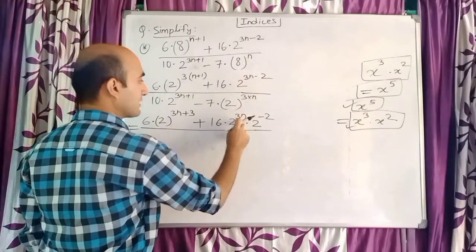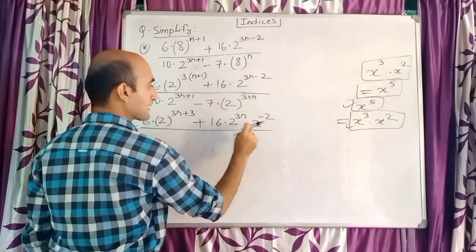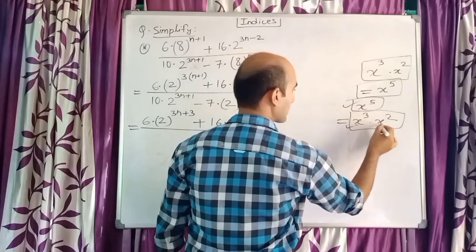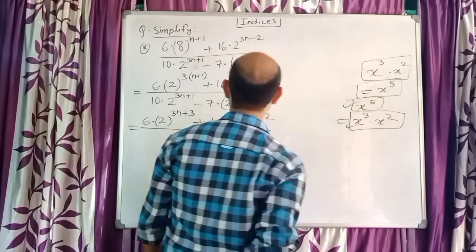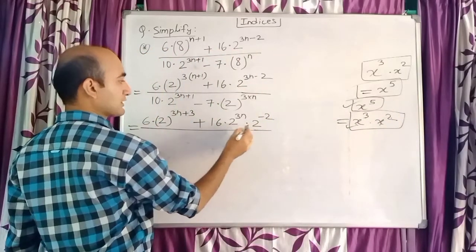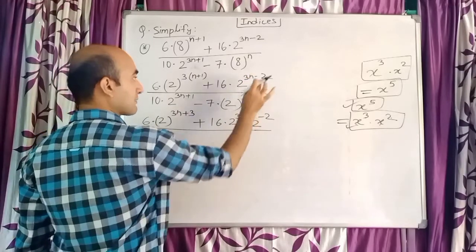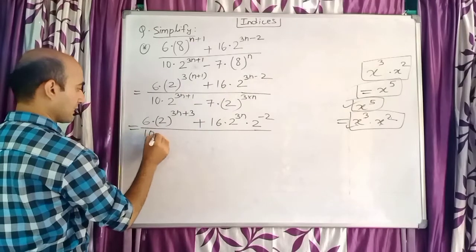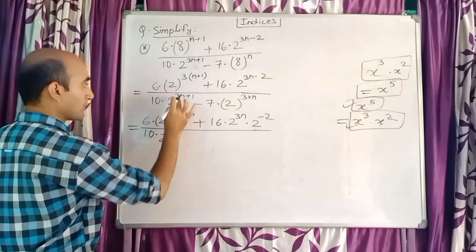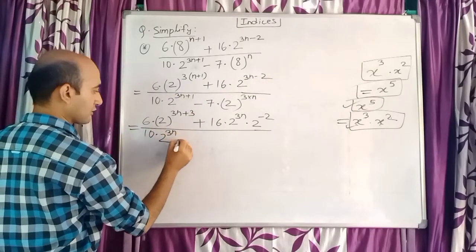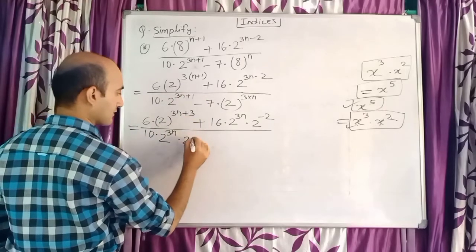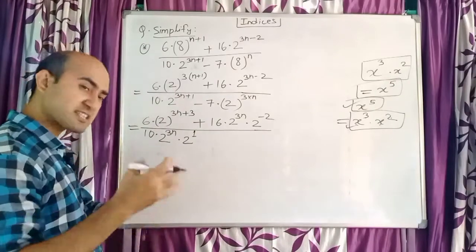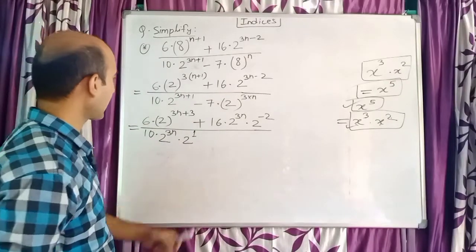So 3n here and minus 2 here, and in both places this 2 will come. Just like the x came in both places and 5 became 3 and 2, same thing, this 2 came in both places but 3n here and minus 2 here. Now apply the same concept here also: 10 · 2^(3n) · 2^(-2). For minus we write minus, but for plus we don't write plus. So again I did the same thing.